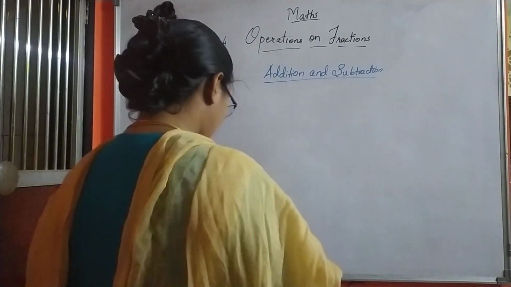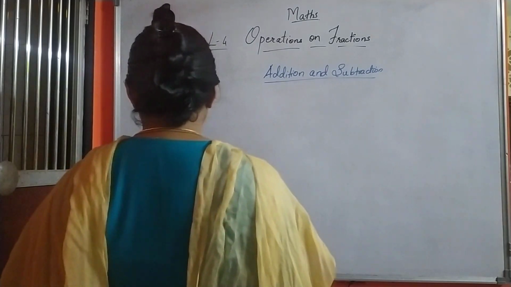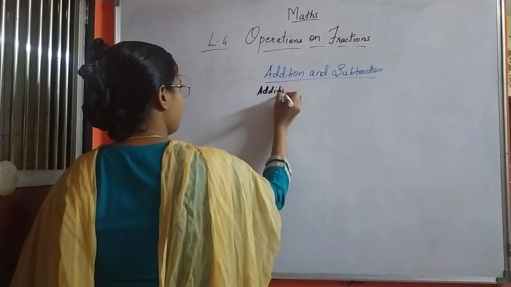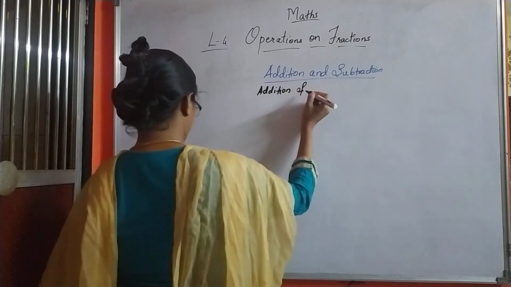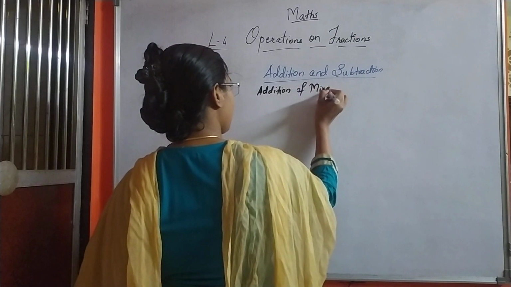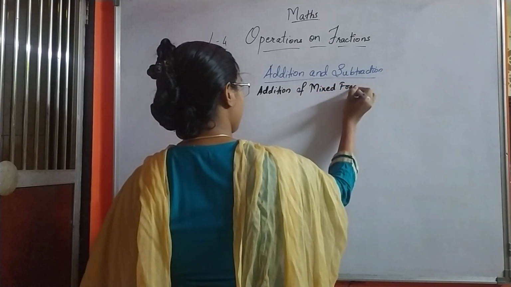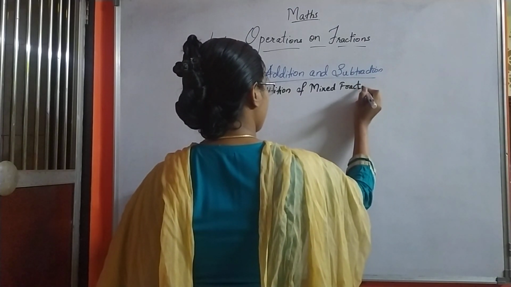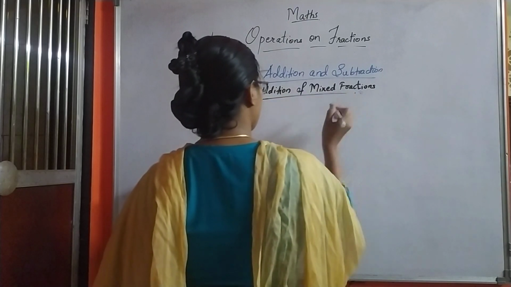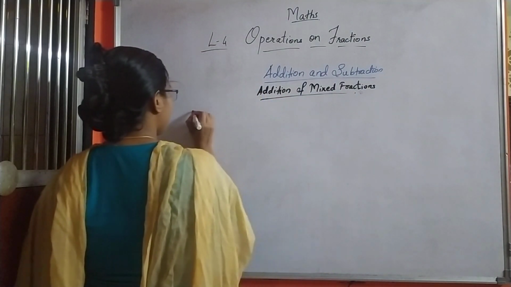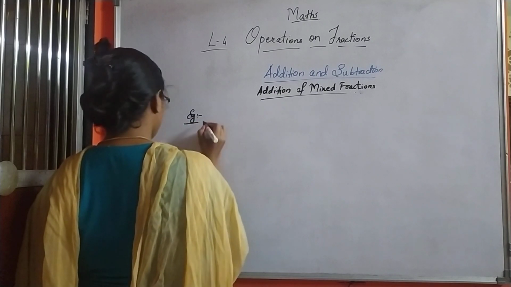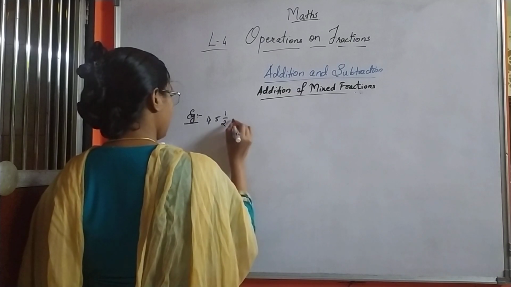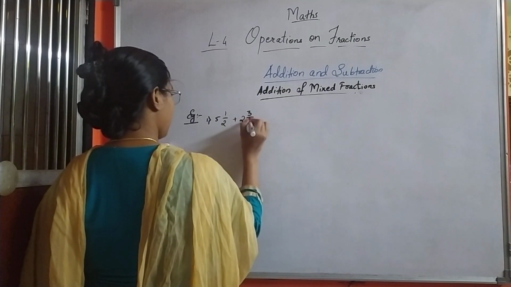Okay, so starting with an example over here, again I'll take addition of mixed fractions. So in this, the first example that I will take up, 5 1 upon 2 plus 2 3 upon 4.